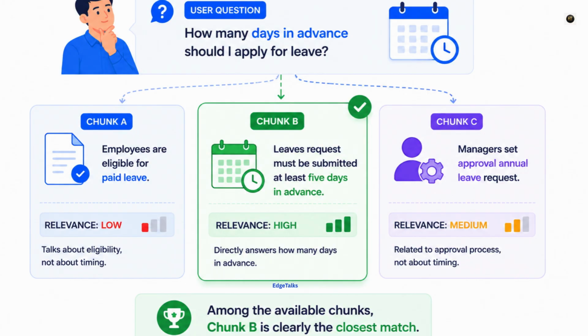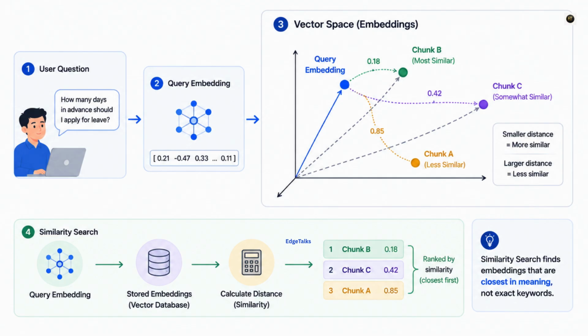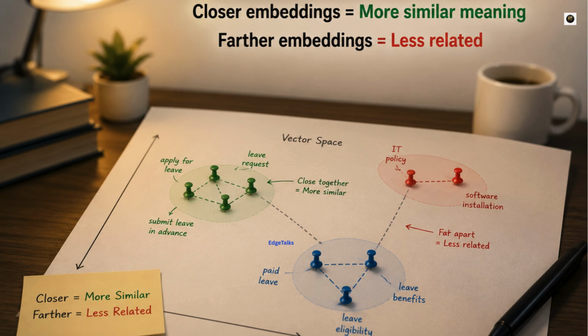Among these available chunks, chunk B is clearly the closest match. Similarity search works by comparing the query embedding with stored embeddings and calculating how close they are in vector space. Now think, embeddings that are closer together are usually considered more similar in meaning. Embeddings that are further apart are considered less related.